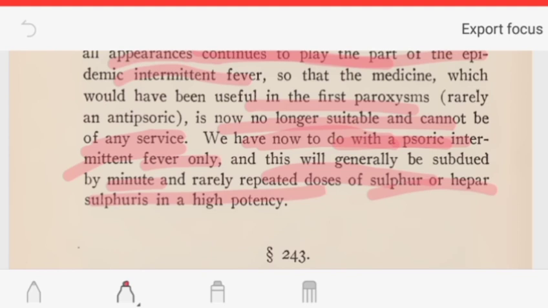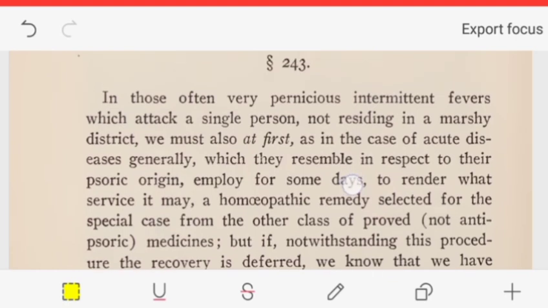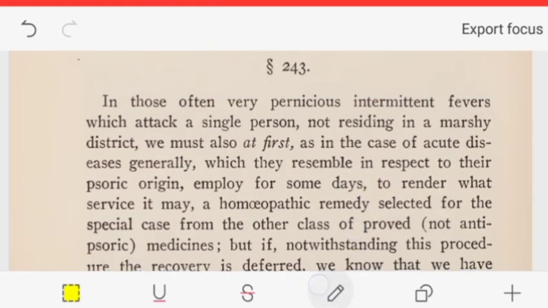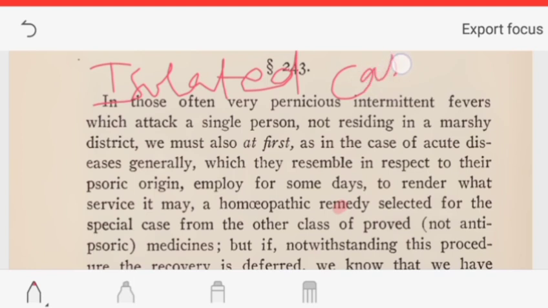And if we want a cure, then we give first the antipsoric medicine for the purpose of a radical cure. Now 243 is given, the isolated case of intermittent fever. What is an isolated case of intermittent fever? Isolated means the pernicious intermittent fever. What is pernicious intermittent fever?